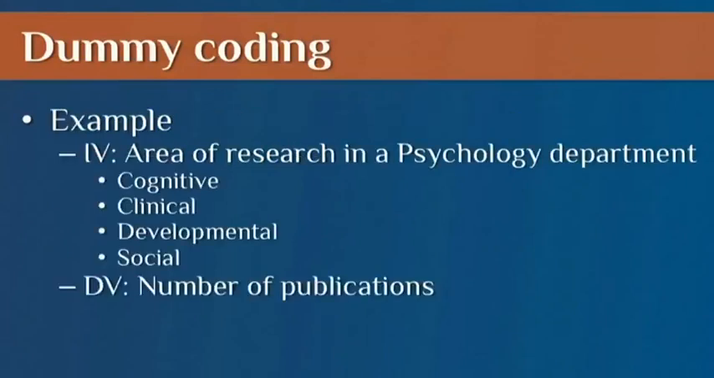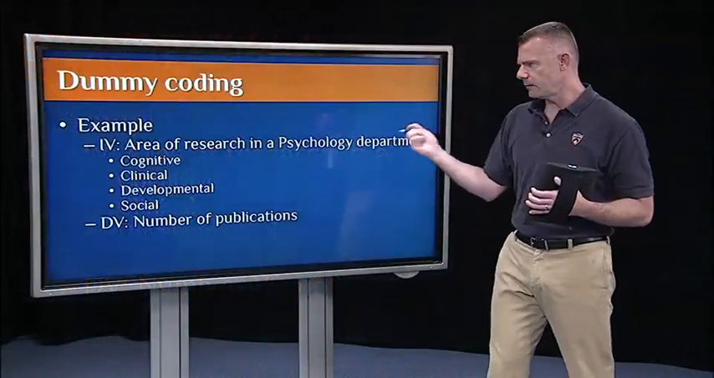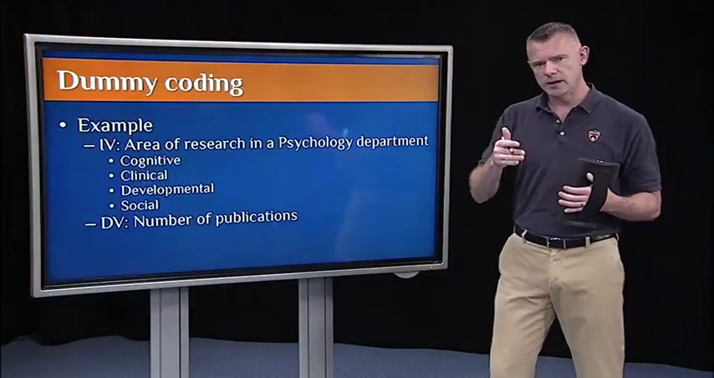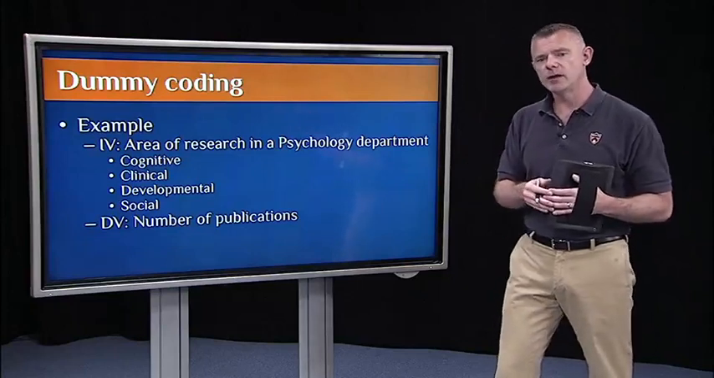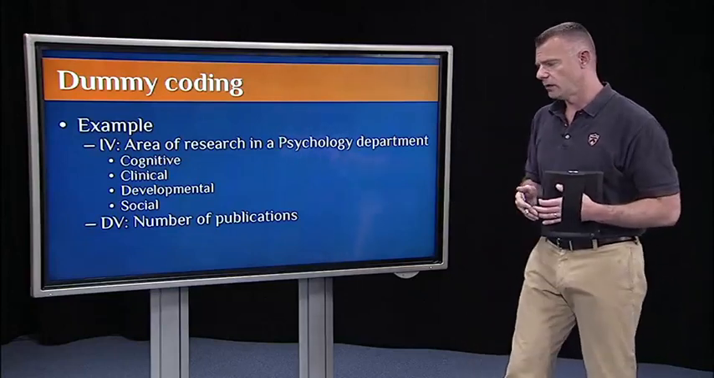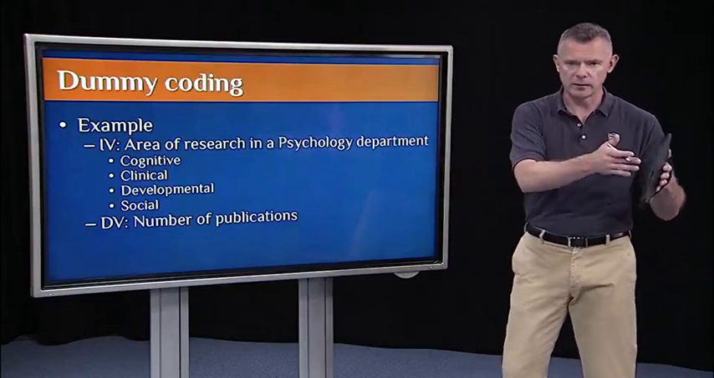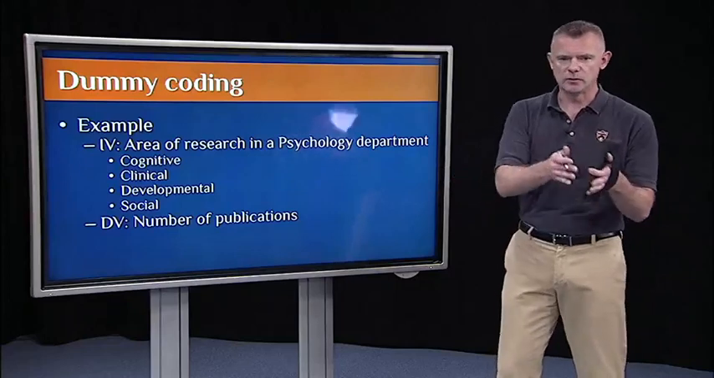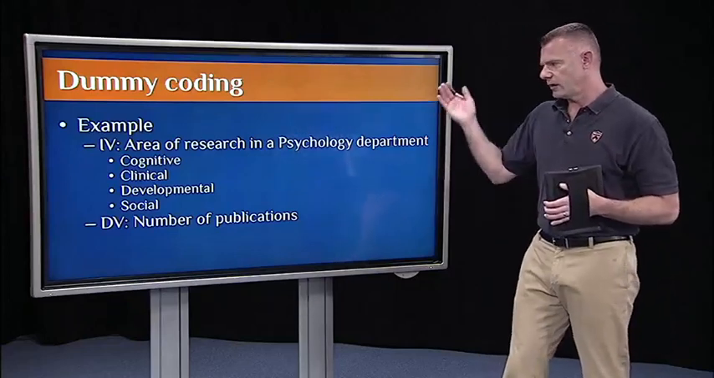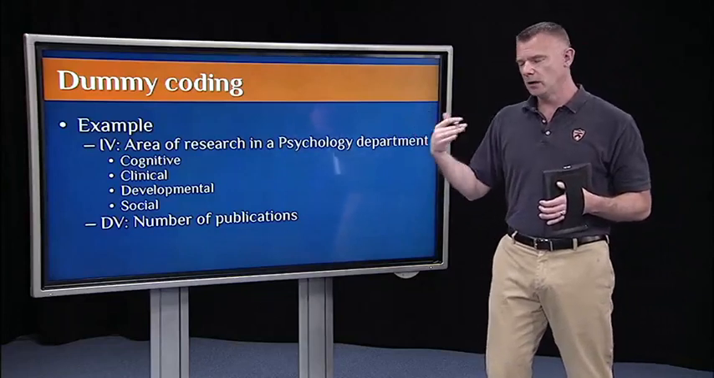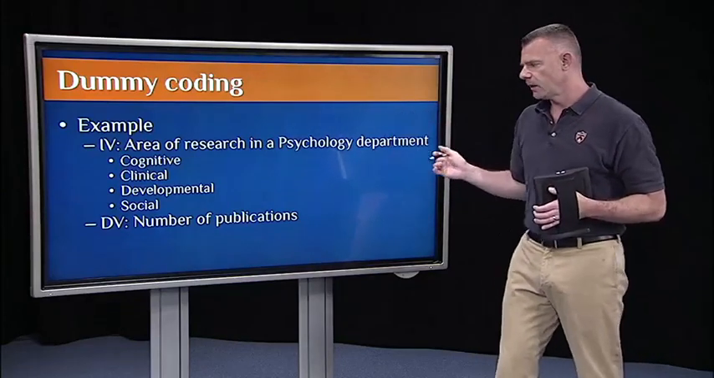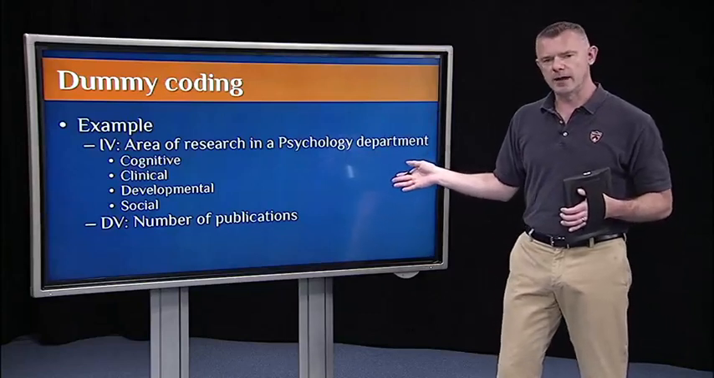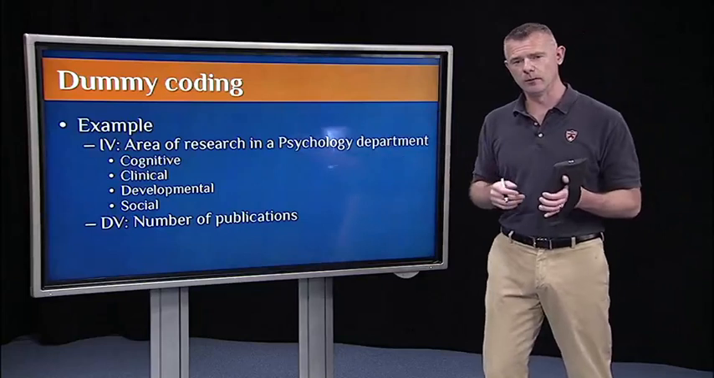So I'm going to use an example here, sticking with this sort of faculty salary example. Imagine that we had a categorical predictor that we wanted to add into that analysis. And imagine that that categorical predictor is what area of research a psychology professor engages in. So typical psychology departments, they have some cognitive psychologists, some clinical psychologists, some social psychologists, and so on. So imagine I can just code each professor according to one of these areas or groups, and then look at the number of publications that they have. So that's my dependent variable or outcome variable in this example.